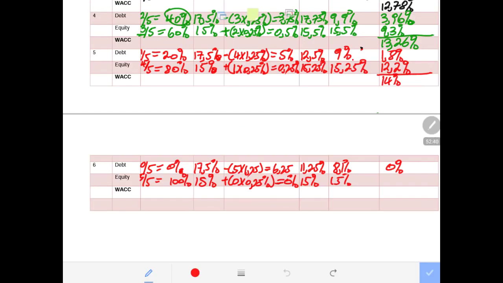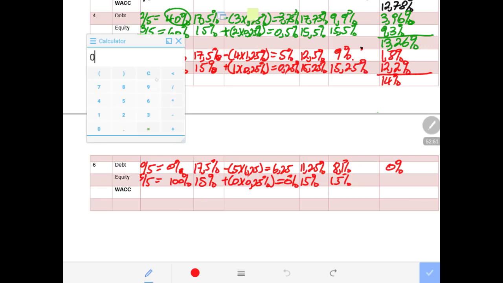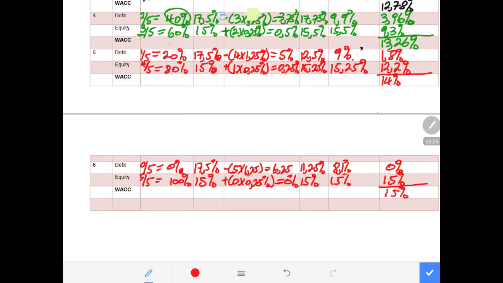Then we come to equity. Equity will be weight of 100% times 15. Remember, it is 100 divided by 100, it is 1 times 15. This gives us the same as 15. So the weighted average cost of capital is 15%. And still again, the 15% is not the best funding instrument.